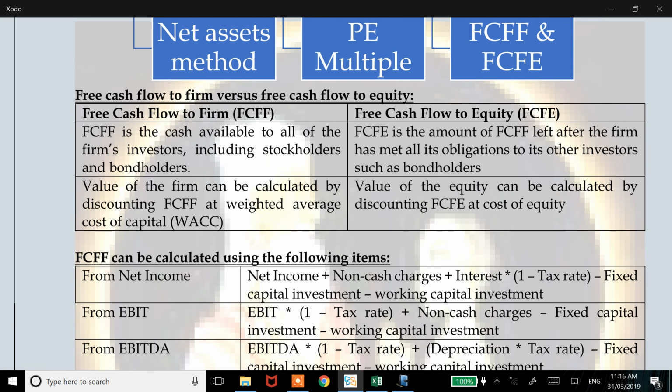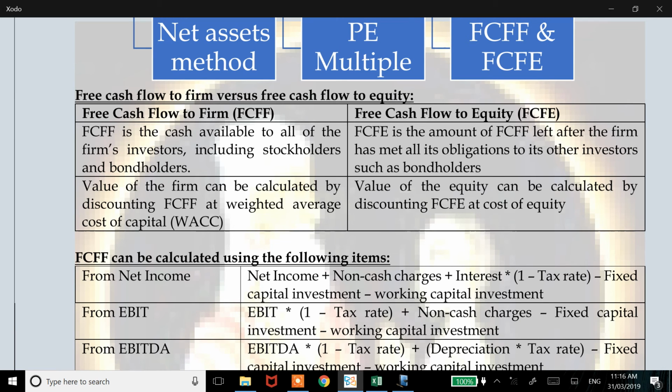So if you use the FCFE approach, you will discount at cost of equity. If you use the FCFF approach, you will use cost of capital, because it is for the owners of the company. So whoever is the owner of the company, for them I will do the evaluation. In all problems we will first do FCFF, get to the answer and subtract the value of debt to get the value of equity, if at all I have to value the equity component.